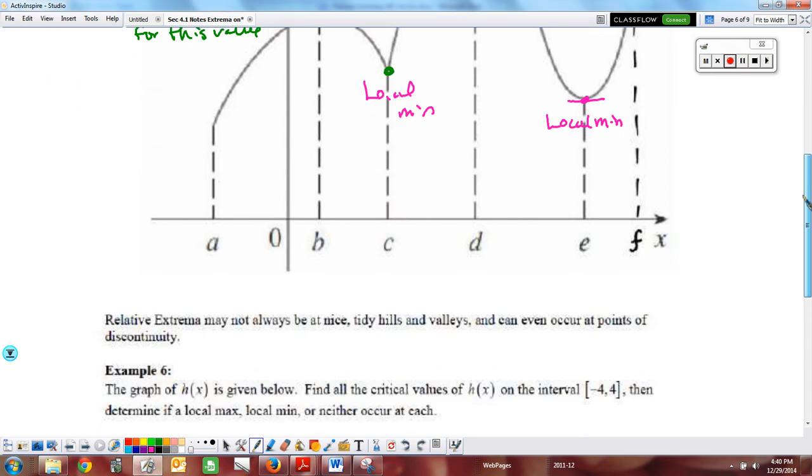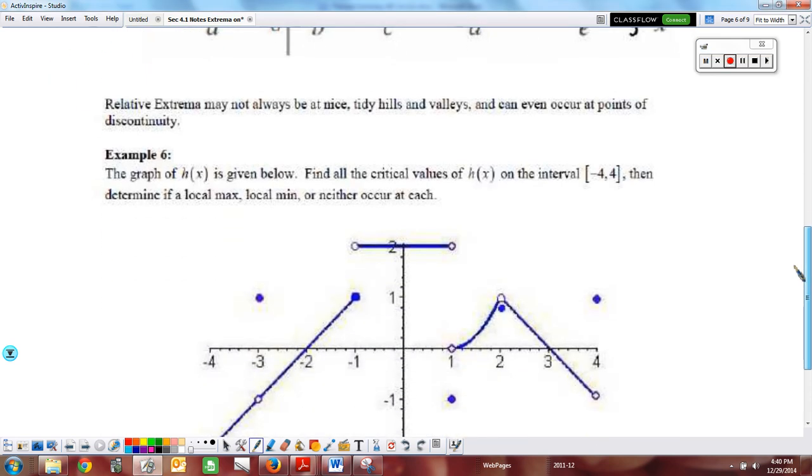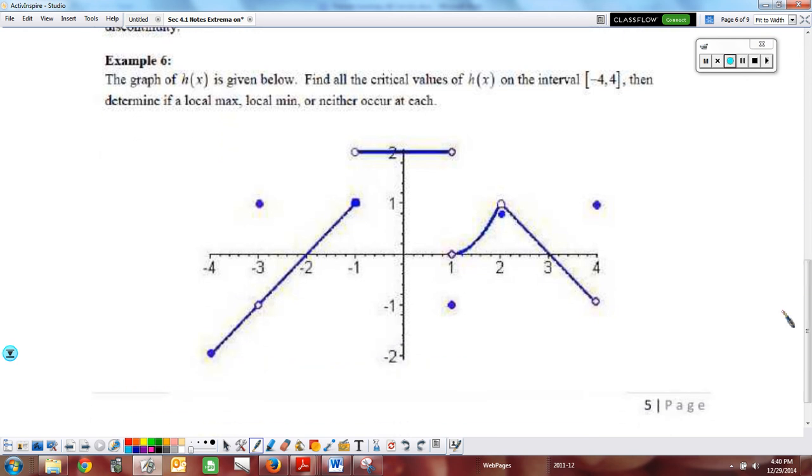All right, now this next example is this idea that you don't always have to have relative extrema. They don't always have to be at nice, tidy hills and valleys, and it doesn't have to be a continuous function. So here's an example: suppose we had this graph, and let's take a look at our critical values here. Let's label the critical values where f prime of x equals 0.